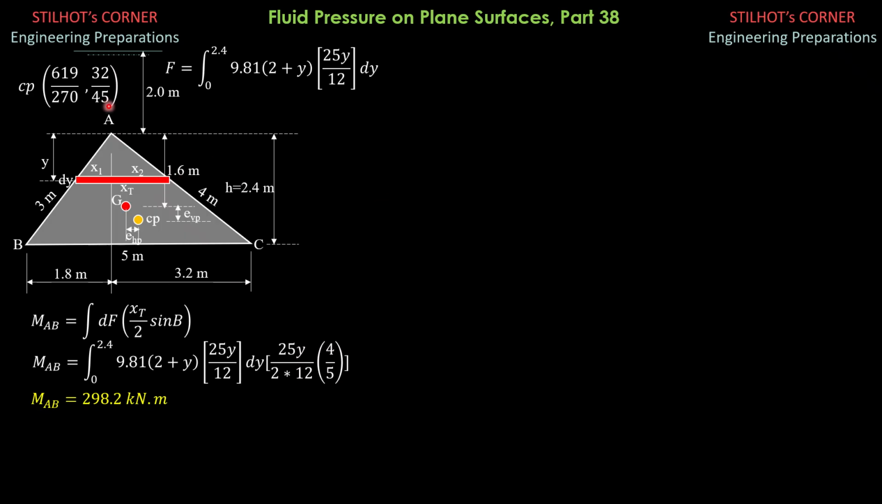Next is the perpendicular distance of the center of pressure to AC by the distance formula. But before that, remember our origin is B, so A is at 1.8, 2.4, while C is at 5, 0. So the equation of the line AC is y minus y1. I choose this point, 5, 0. So y minus 0 equals slope, 2.4 minus 0 over 1.8 minus 5, times x minus x1, and x1 is 5.